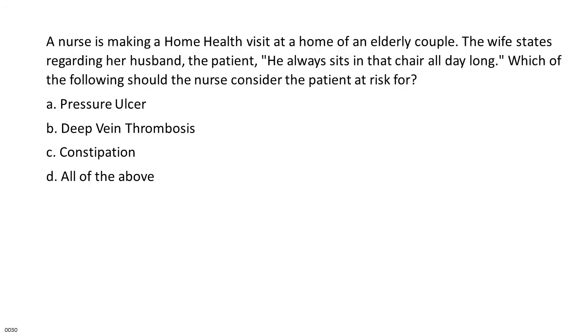A nurse is making a home health visit in a home of an elderly couple. The wife states regarding her husband, the patient, he always sits in that chair all day long. Which of the following should the nurse consider the patient at risk for? A. Pressure ulcer. B. Deep vein thrombosis. C. Constipation. D. All of the above.